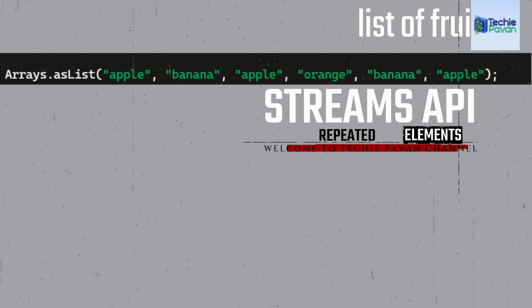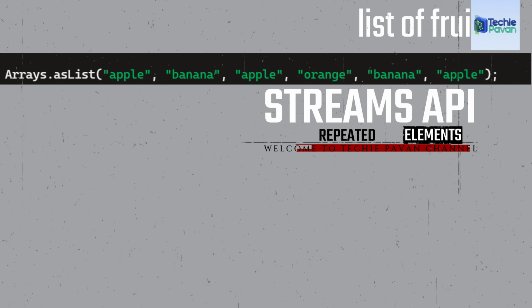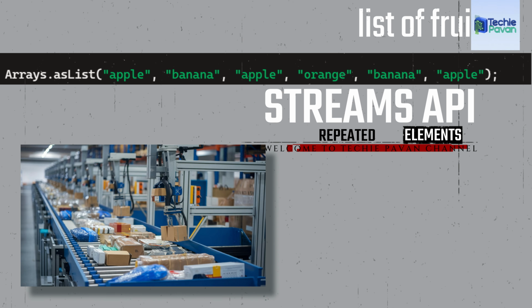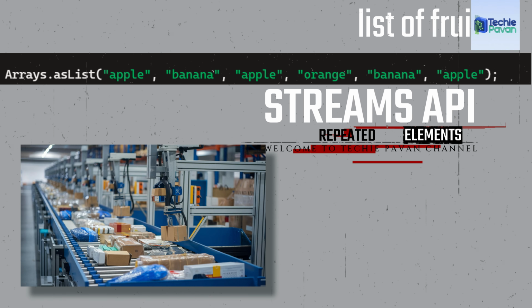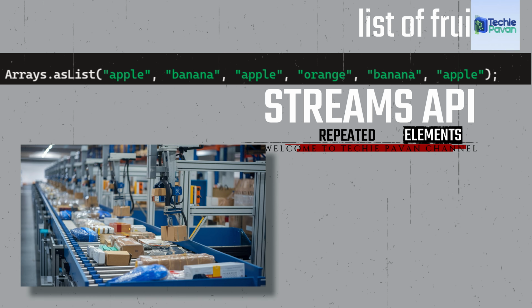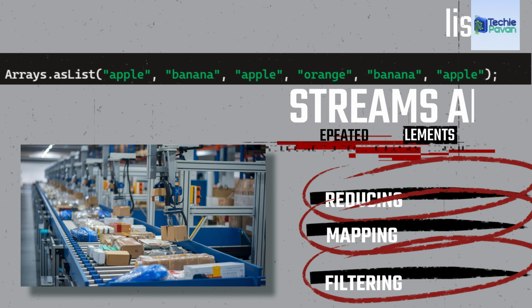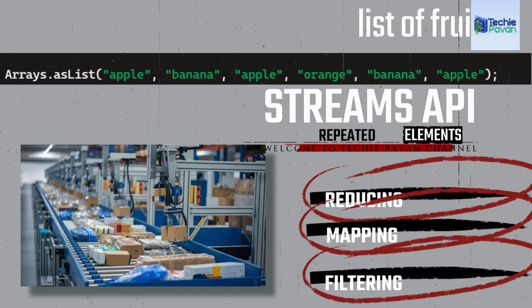First, let's understand what Java streams are. Think of a stream like a conveyor belt that processes items one by one. You can perform operations on these items like filtering, mapping, and reducing as they pass through the stream.